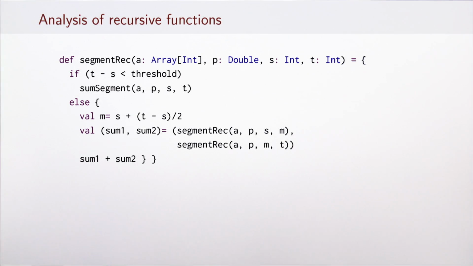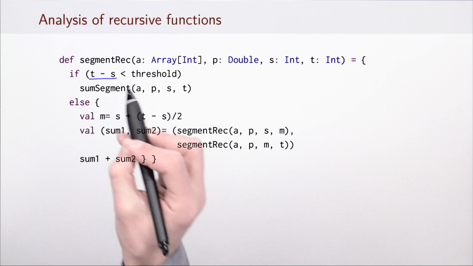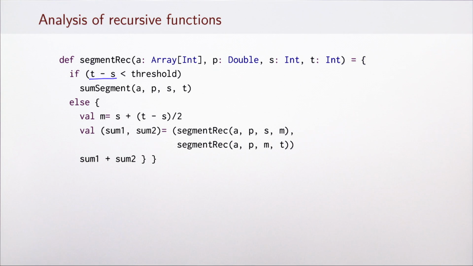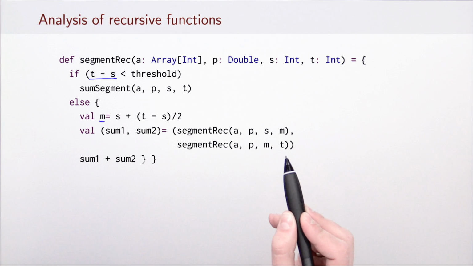Now let's look at the segment rec function. Recall that this function was computing essentially the same result as sum segment, but it was doing it by dividing the longer array segments into smaller ones. Here I'm still looking at the sequential version of this function. So when the difference between the bounds is below some threshold, then we will invoke our previous sum segment function that we have just analyzed and concluded that it has the running time O of t minus s. And otherwise, we will compute the middle element of the array and then invoke ourselves recursively with the intervals s to m and m to t.